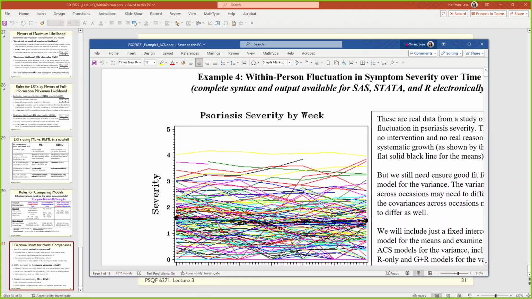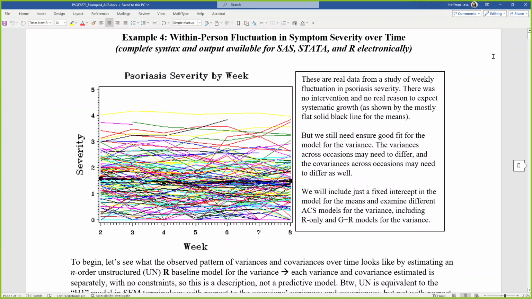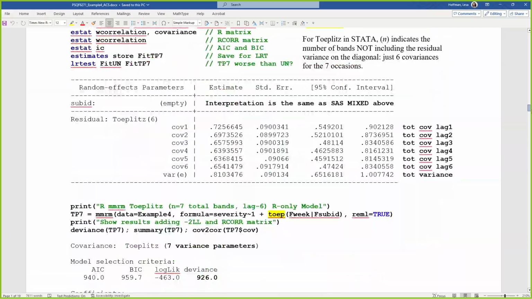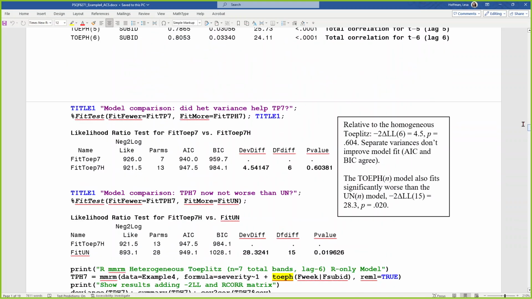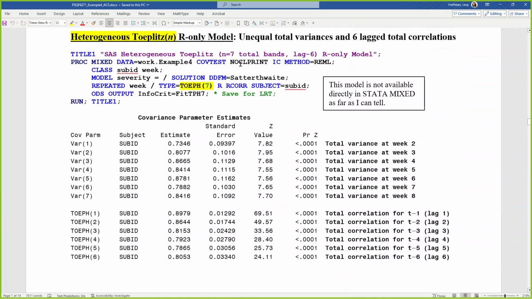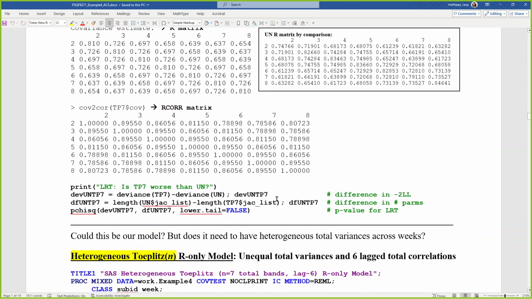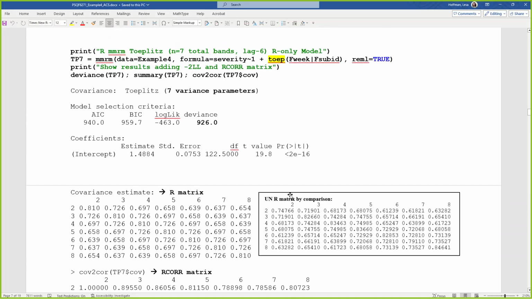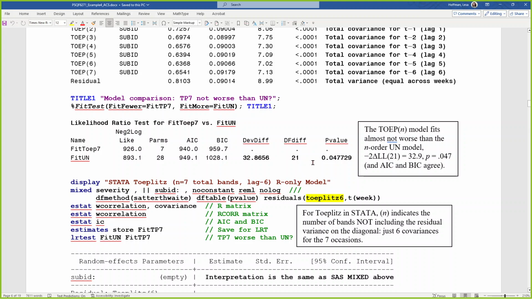In terms of seeing it work on data, example 4 here, so 7 weeks of weekly collection of psoriasis severity is the outcome. Up to the point, I think, where we had finished, the best fitting model was homogeneous Toeplitz, but not by much. If I recall, it was like 0.06 something. So relative to unstructured, as the answer key, as the model that will always have the smallest -2 log likelihood and the largest log likelihood, relative to that, this one is almost not worse, because we have a non-significant likelihood ratio test comparing the two.